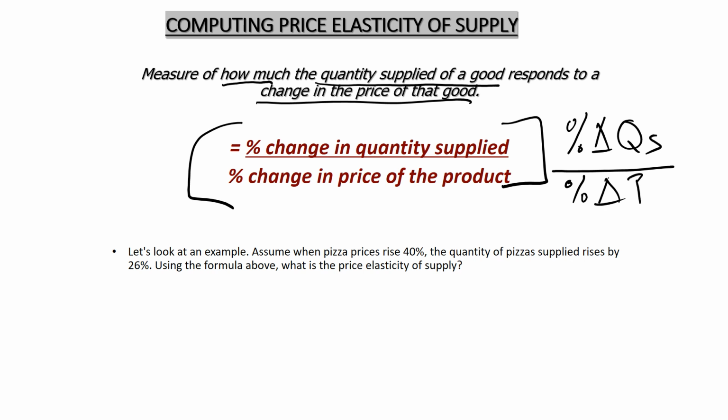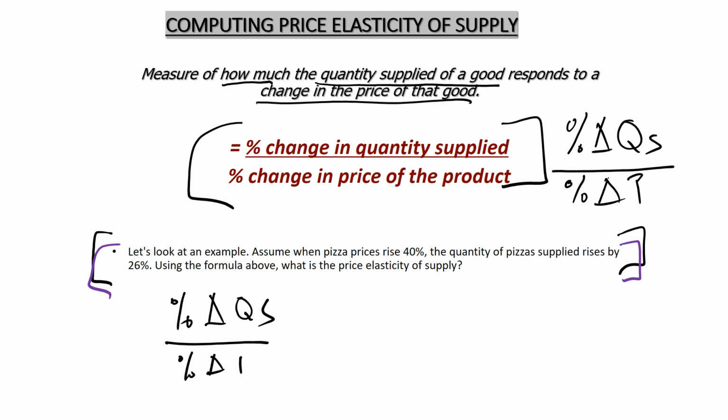Now let's have an example over here. We're told to assume when pizza prices rise 40%, the quantity of pizzas supplied rises by 26%. Using the above formula, what is the price elasticity of supply? So what's our formula? It's percentage change in quantity supplied divided by percentage change in price.